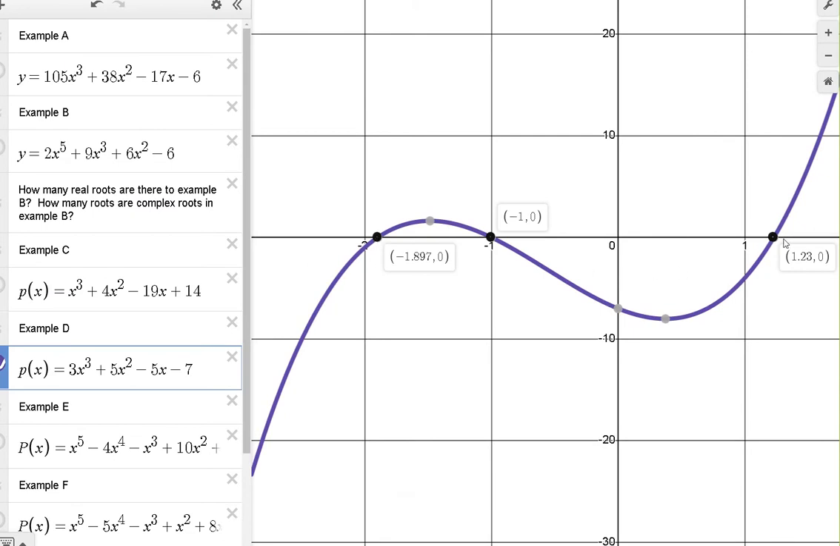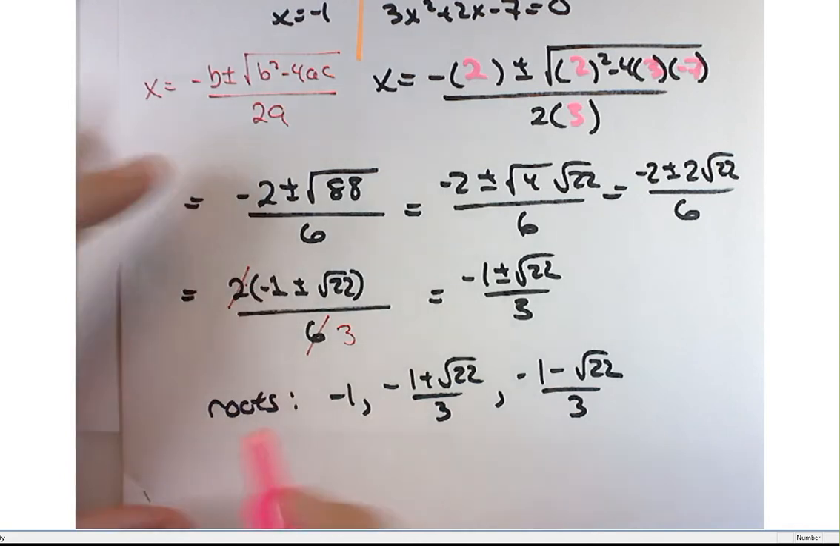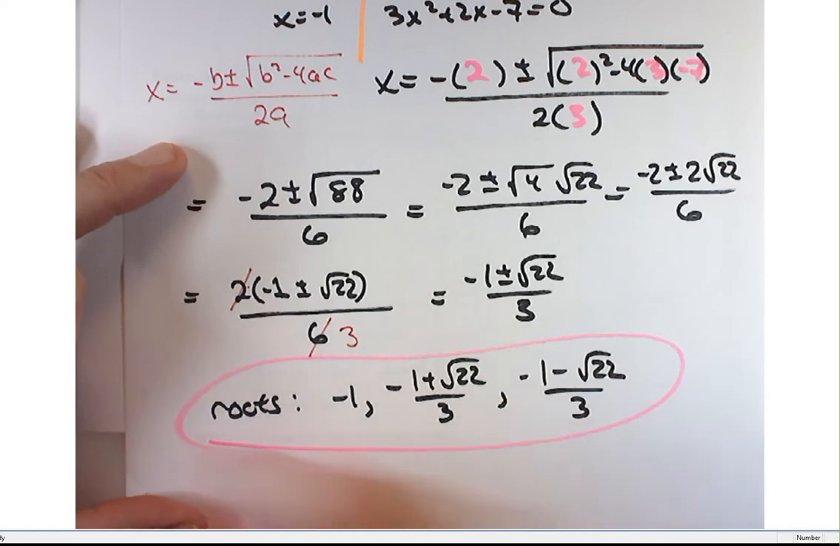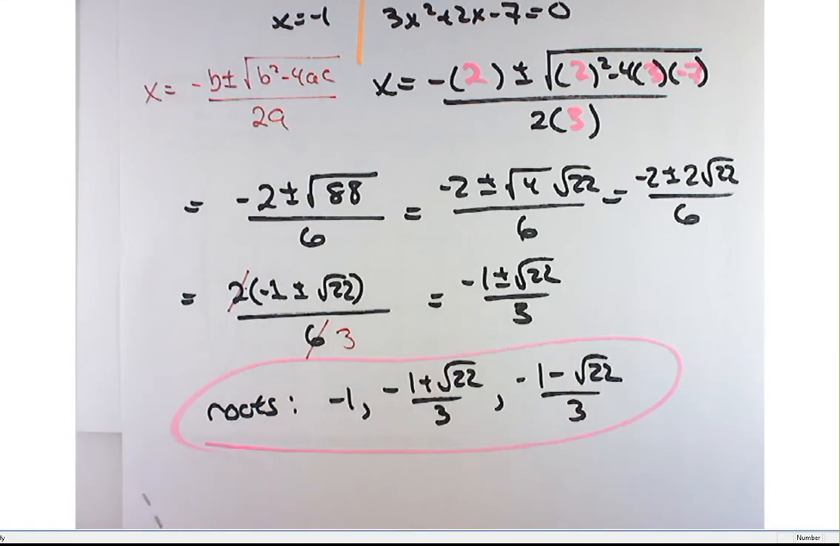Here and here. On the exam, these are the answers that I'm gonna want. Although, unlike WebAssign, I'll let you give me plus or minus root 22 there. You don't have to write it out one then the other. Nice, nice. How's that one looking?